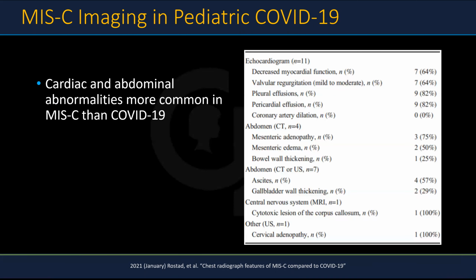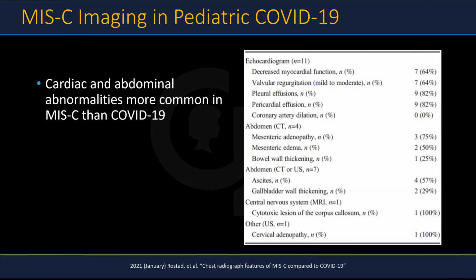So MIS-C is a multi-system inflammatory syndrome. It includes not only pulmonary and cardiac abnormalities, but abdominal abnormalities as well. On echo, patients may present with decreased myocardial function, with regurgitation through the valves, with pericardial effusion, coronary artery dilation, that Kawasaki-like presentation, or cardiomegaly. And pleural effusions are frequently seen in MIS-C patients.